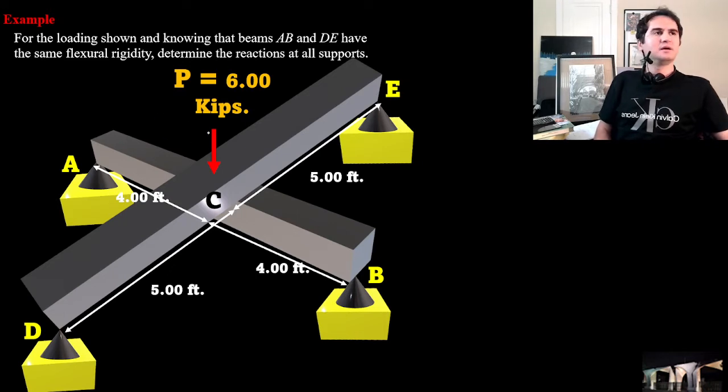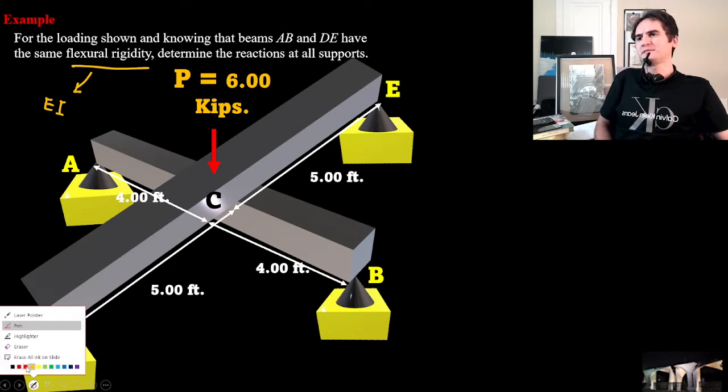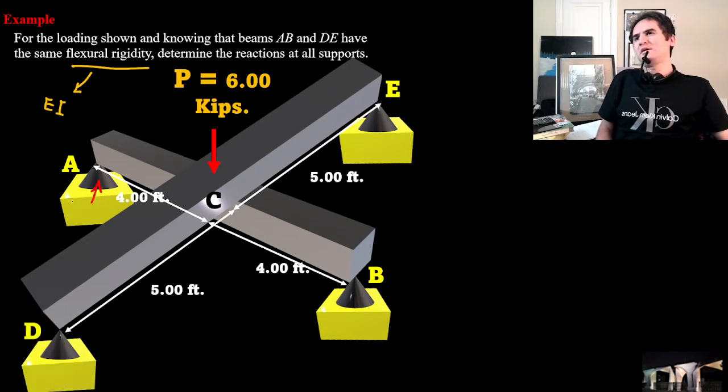same EI, flexural rigidity, which is the modulus of elasticity times the moment of inertia, we want to determine the reactions at all supports. So we want to know RA, RE, RD, and the reaction at B.